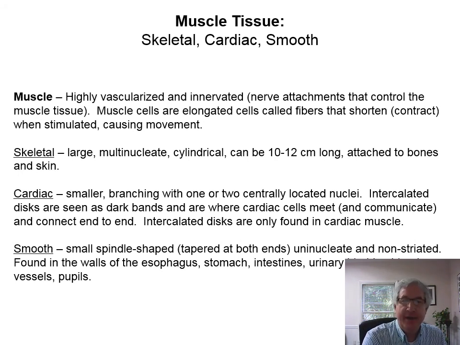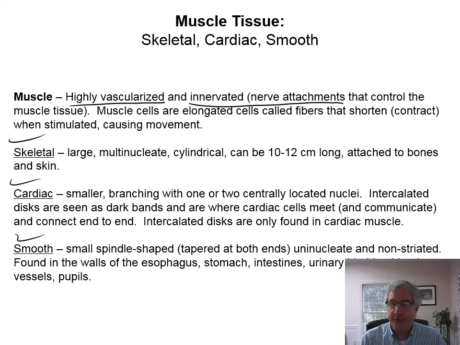Well, muscle consists of three types of tissue: skeletal, cardiac, and smooth muscle. Muscle is highly vascularized, as you might expect, because muscle needs lots of energy, lots of oxygen, and lots of sugar to make ATP. It has lots of innervation, lots of nerve attachments that control the muscle tissue.